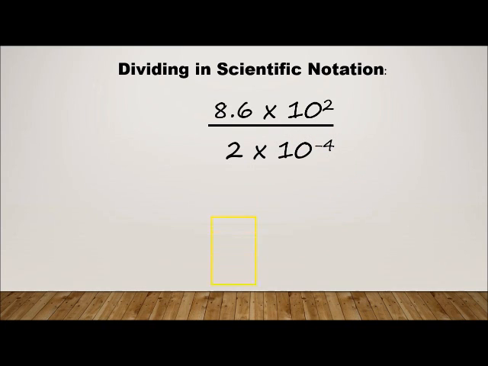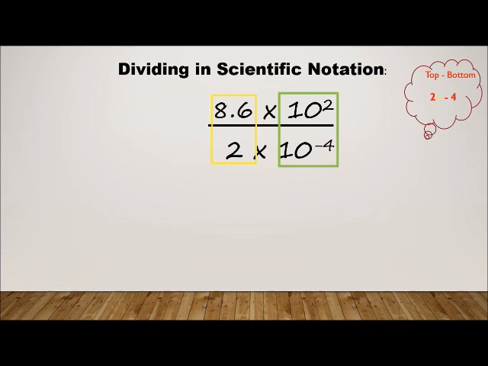What I'm going to do is take my first factors and divide those like I always have been taught to. I'm just going to think 8.6 divided by 2. Then I'm going to take my powers of 10 and divide those using my properties of exponents. But be very careful. You have to remember order matters in subtraction, so you must do the top exponent minus the bottom. You're going to realize you get 2 minus negative 4, which will be positive 6.